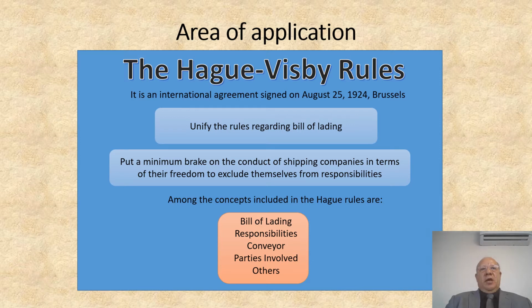Area of application. The Hague-Visby rules apply to shipping on a bill of lading basis if one of the following three conditions is met. The bill of lading is formalized in a state that has signed the agreement. The transport originates from a port of a signatory state. The bill of lading stipulates that the transport contract will be governed by the provisions of the agreement, regardless of the nationality of the vessel, the carrier, the shipper, the consignee, or any other interested party.